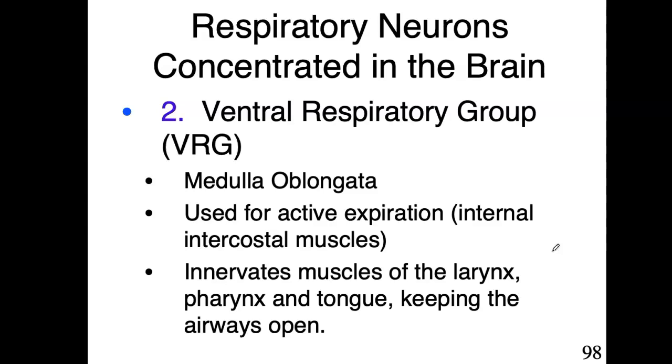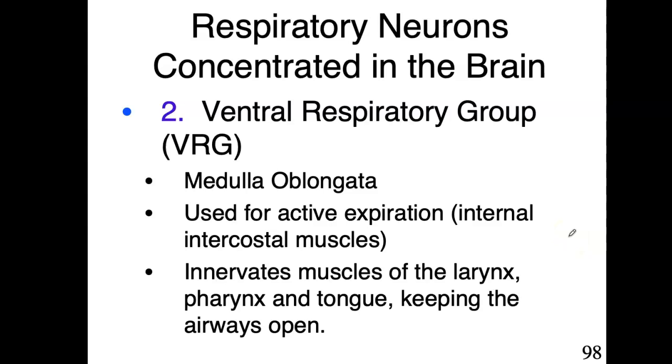The ventral respiratory group, or VRG, also in the medulla, is used for active expiration. Ordinarily, it's just the elasticity of those muscles that is going to release and you exhale. But you can also force it, and that then would be the innervation of the internal intercostal muscles, bringing that thoracic cavity back down again, increasing the pressure, and you exhale. The VRG is also going to innervate muscles of the larynx, pharynx, and tongue, keeping those airways open. Very important if you're going to keep breathing.